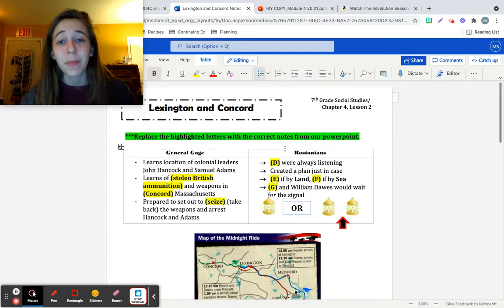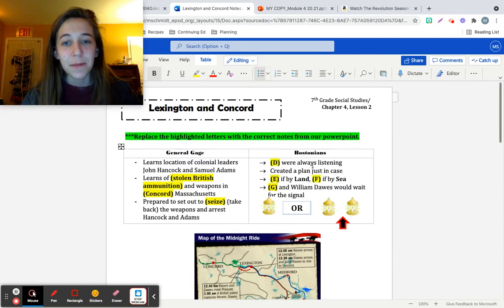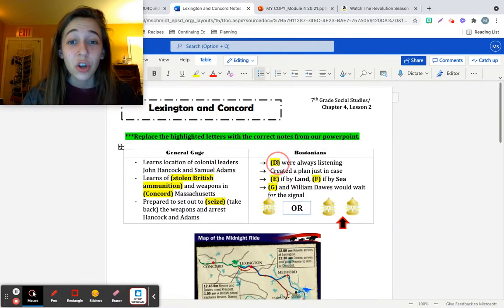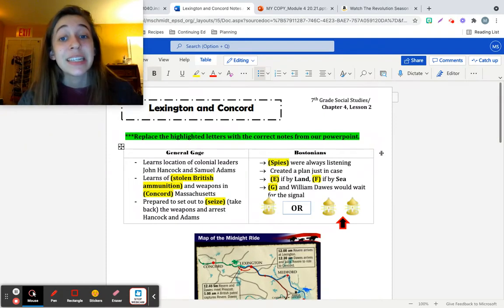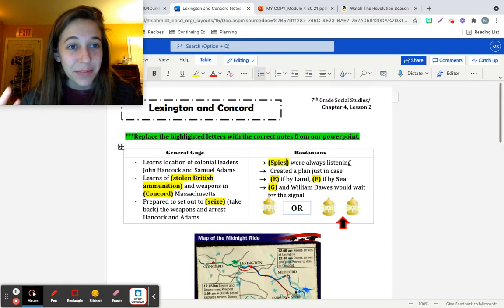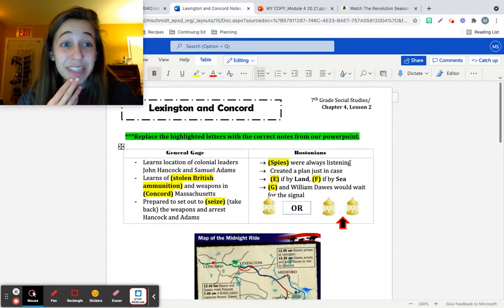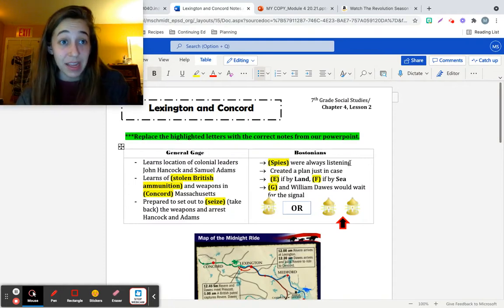But let's flip over to the Bostonians' side here, and we see that they actually start to find out about this plan to seize the weapons before General Gage, before the soldiers are able to make it there. So letter D should be replaced with the word spies. Spies were always listening in Boston. So the Patriots had spies planted all throughout Boston to hear if anything like this was to happen so that they would be prepared to fight.